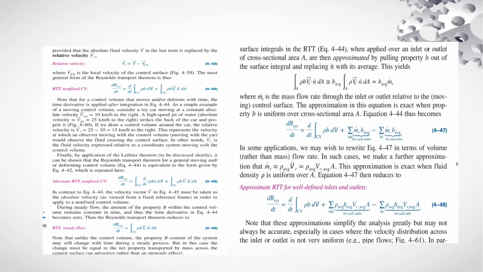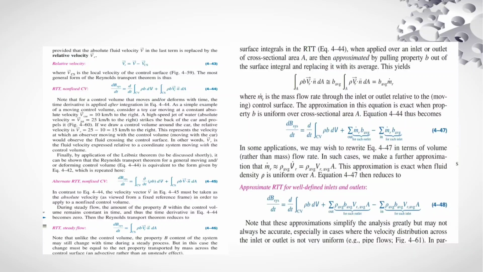Equation 4.45 is about the alternate RTT for a non-fixed control volume. By application of the Leibniz theorem, it can be shown that the Reynolds transport theorem for a general moving or deforming control volume is equivalent to the form given by this equation, which I repeat here. You can see it is the alternate RTT for a non-fixed CV.